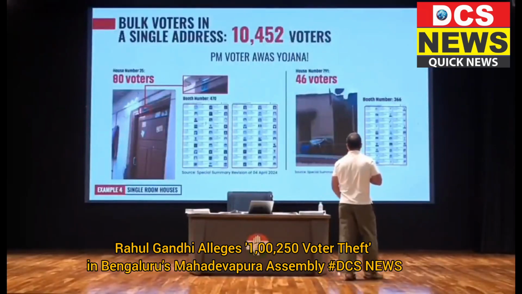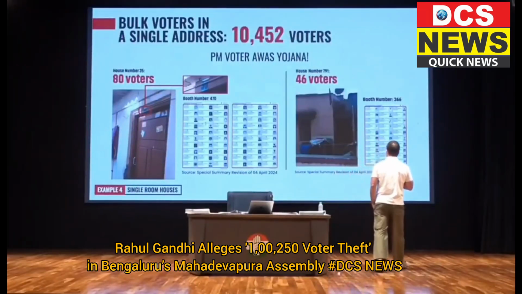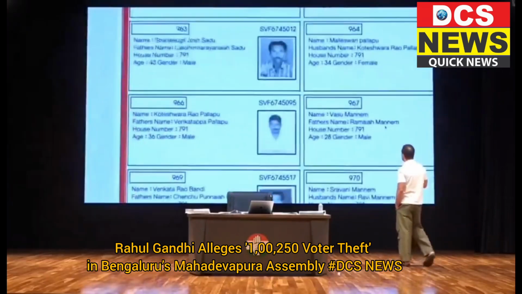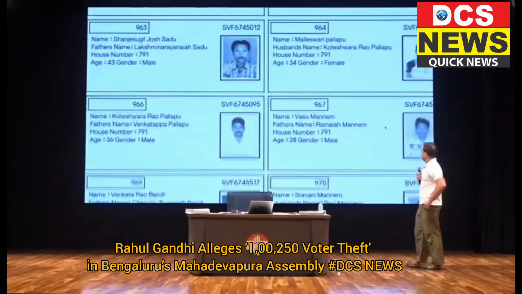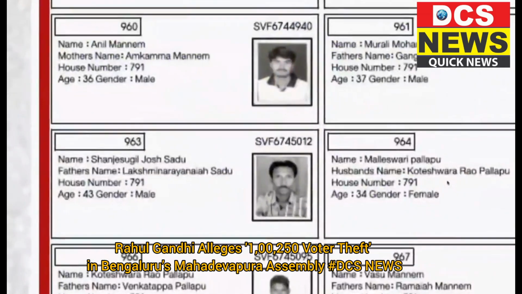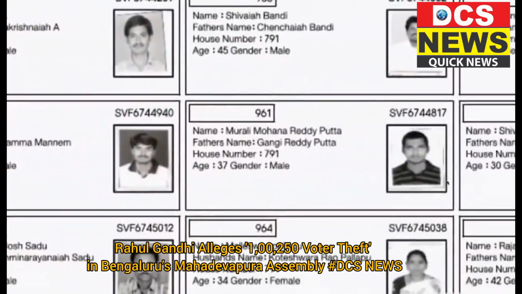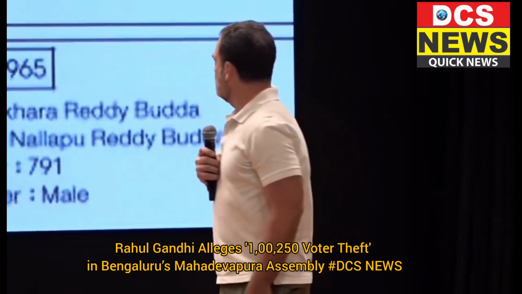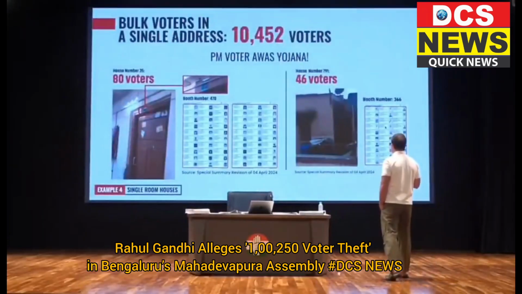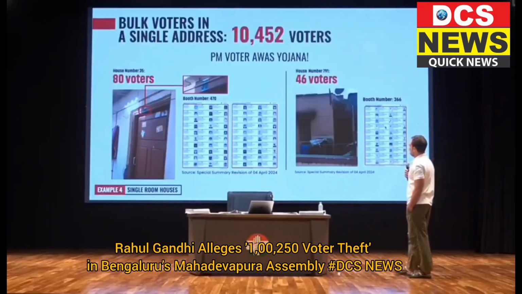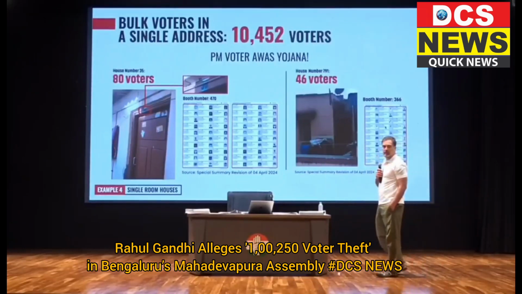Here's another one. Booth number 366. Zoom in on this a bit. 46 voters, all from different families, living in a single bedroom house. And when we go there, they don't exist. Zoom out. So that's a single bedroom. 46 voters living there. Same thing there, 80 voters living there.